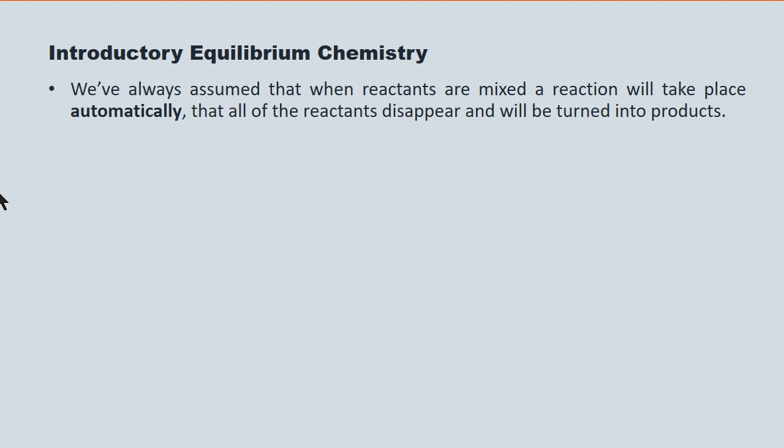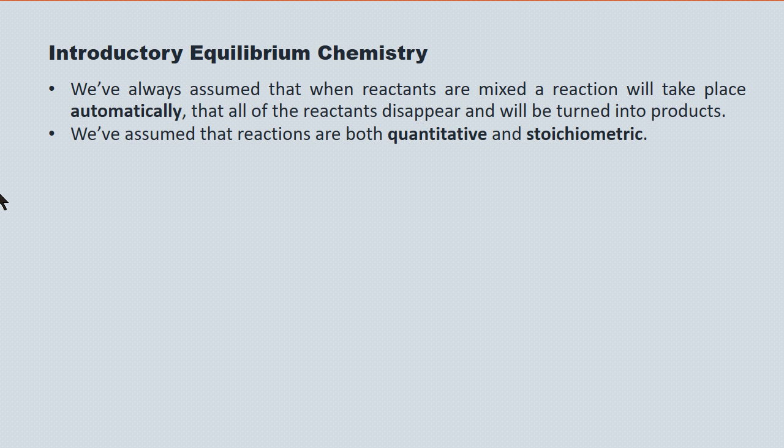Up to now, we've always assumed that when reactants are mixed, a chemical reaction takes place automatically. All the reactants will disappear and will be turned into products. That is to say, we assume that reactions are both quantitative and stoichiometric.